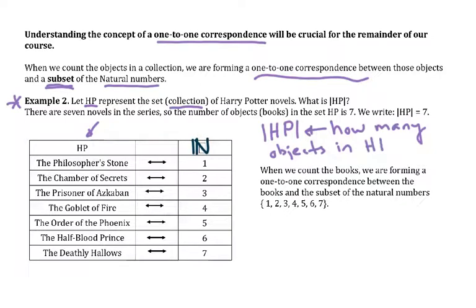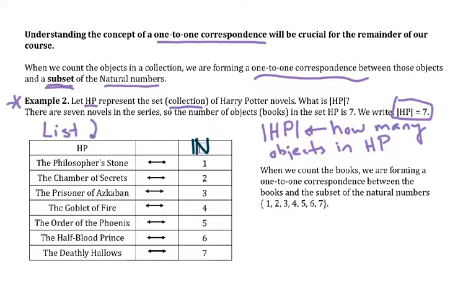How many objects are in the set HP? Well, it turns out there's 7. And so that's why I can write this. The number of objects in the set of Harry Potter novels is 7. And I've listed them here. And if I want to count them, I would just go 1, 2, 3, 4, 5, 6, 7.